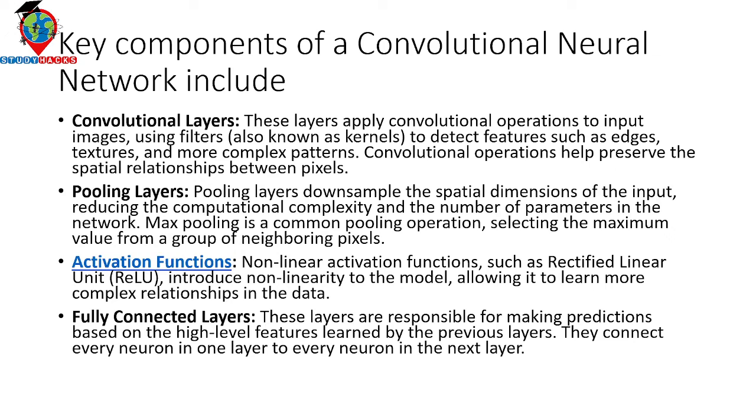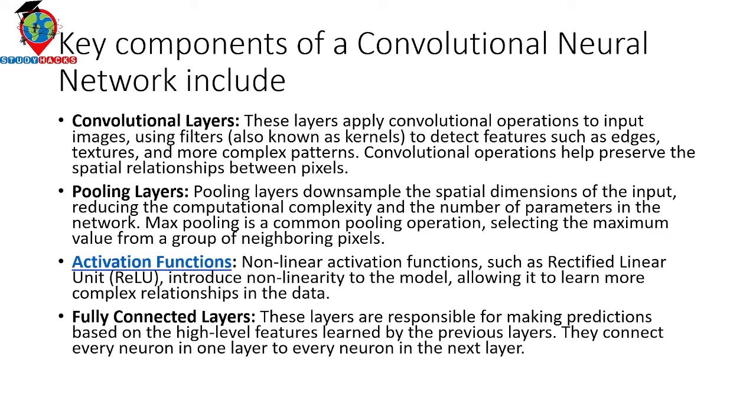Max pooling is a common pooling operation, selecting the maximum value from a group of neighboring pixels. The activation function is very important. Non-linear activation functions such as the rectified linear unit introduce non-linearity into the model, allowing it to learn more complex relationships in the data.